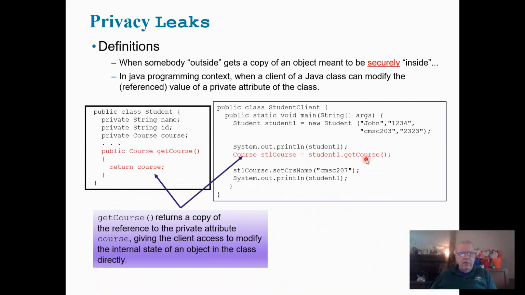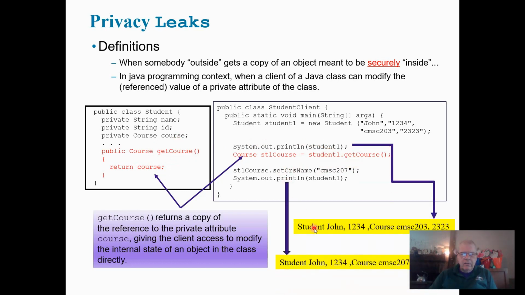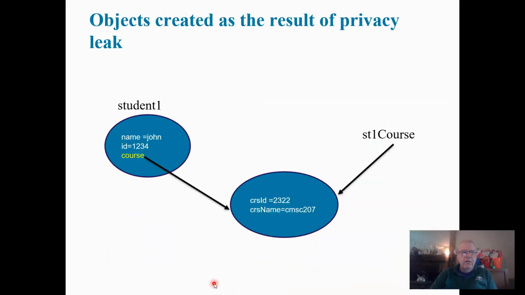And in this example, this student class returns a private object. It returns course, which is private, and the driver gets that course, and then they can modify it. So here's an example of an object created as a result of a privacy leak.